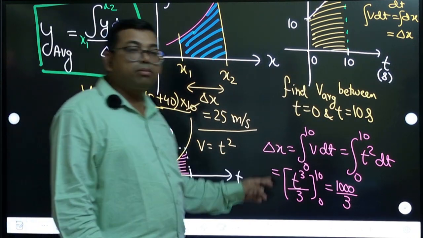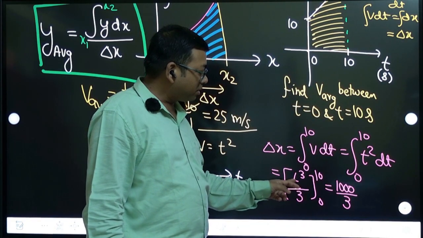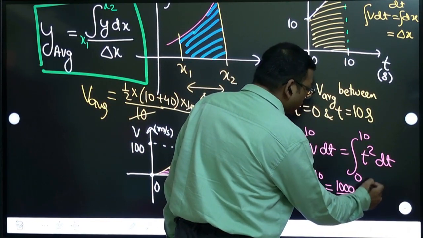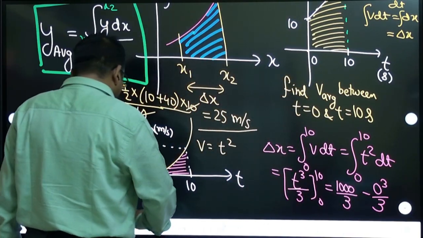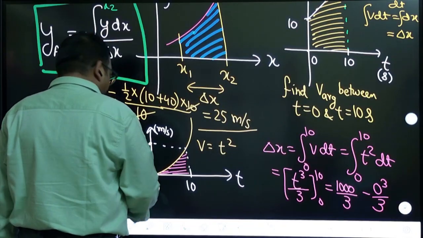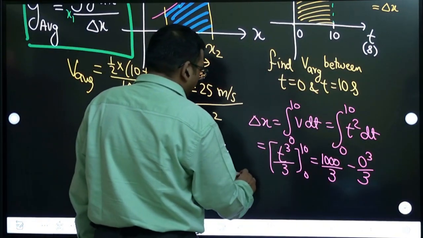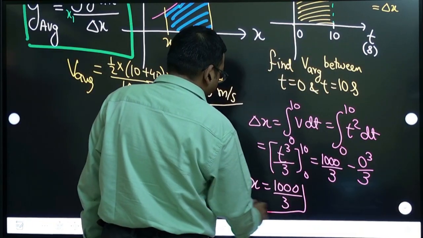See how to solve this integration. You first put the upper limit, 10 cube by 3, which becomes 1000, minus the lower limit, 0 cube by 3. So the displacement value will come as 1000 by 3. This is what displacement is.